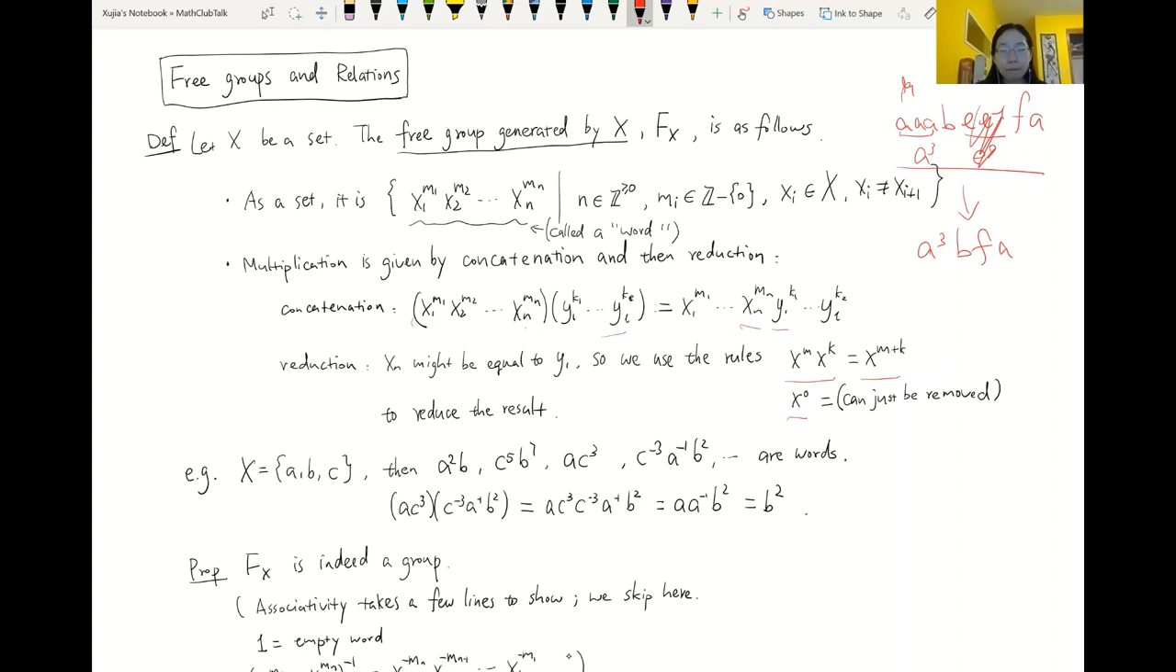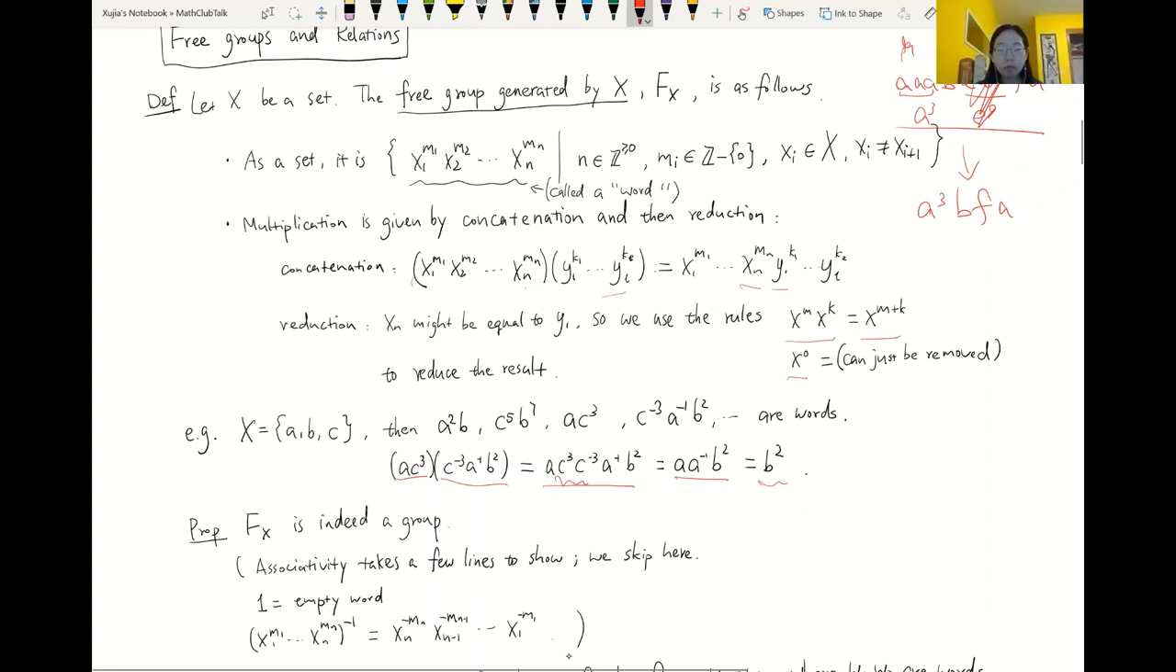Here's another example. If you have only three letters, those are words, and when you multiply them together, you put one after the other like this, and this part became zero, became nothing. Remove it, and you have this left. This part becomes nothing as well, so you get B squared. You can check this is indeed a group.